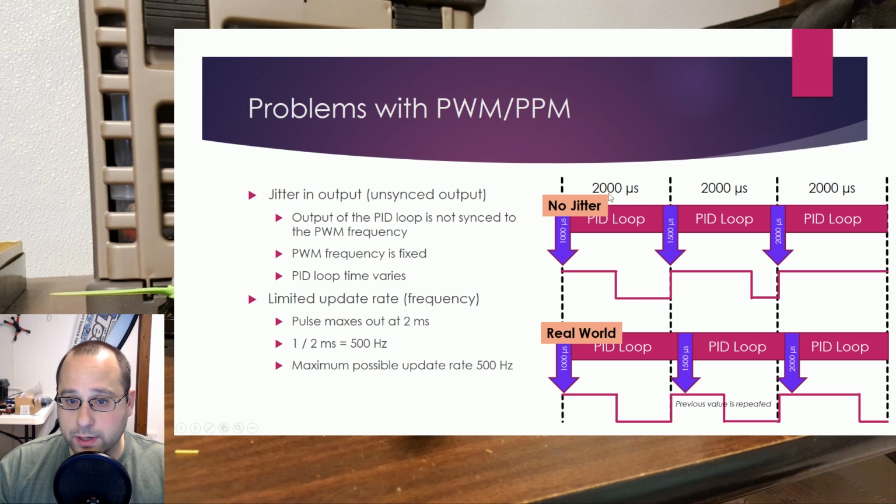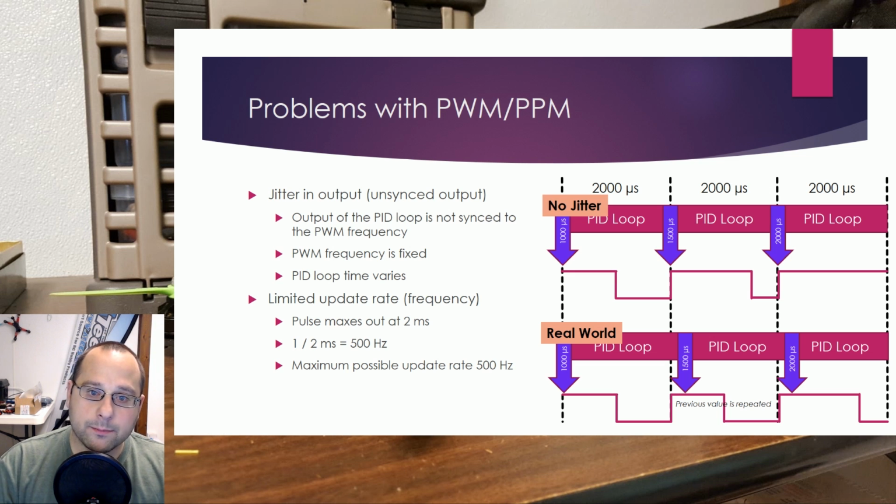At the end of that 2000 microseconds, the PID loop has finished calculating and it spits out another value, which is, let's say, 1500 microseconds. Okay, fine. Now the value is high for 1500 microseconds and low for 500 microseconds. PID loop outputs the next value, 2000 microseconds. The ESC gets the new update, and away we go. Now that is the fantasy where everything is perfectly in sync.